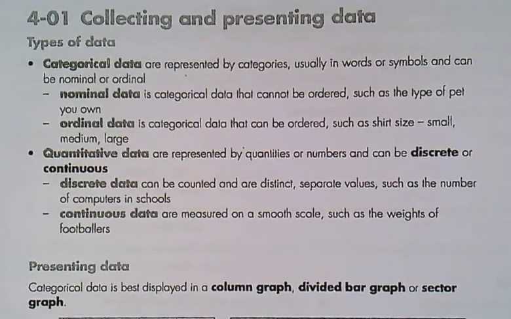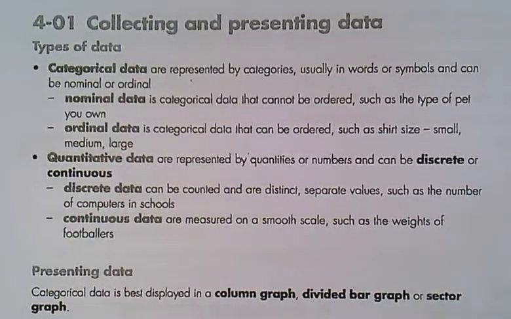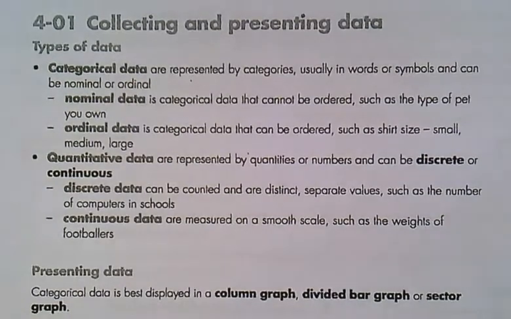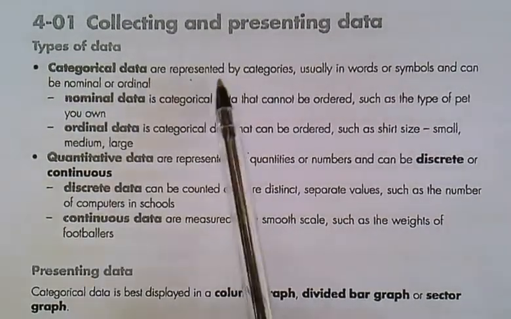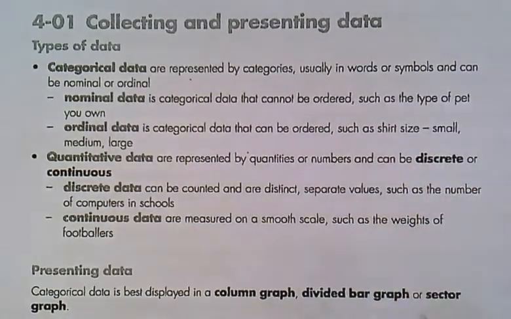I think it's DS for statistical displays, 401, collecting and presenting data. A lot of this is revision of last year. Categorical data is not numerical data. It's the opposite. It's data that's represented by categories, and it's usually words or symbols.